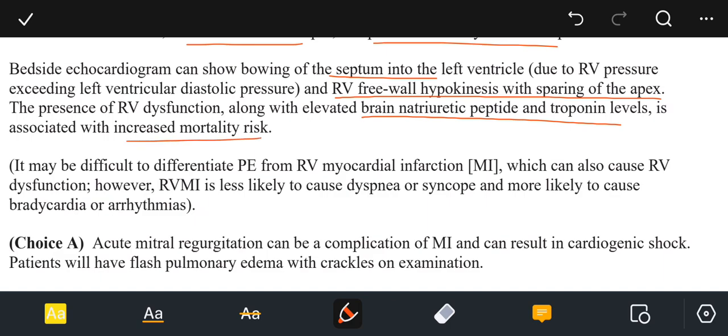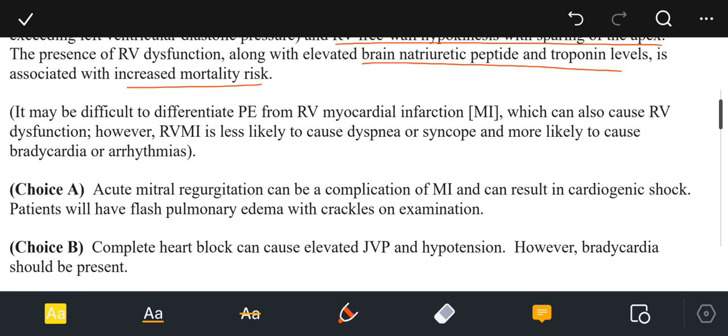increased mortality risk. It may be difficult to differentiate pulmonary embolism from right ventricular myocardial infarction, which can also cause right ventricular dysfunction. However, right ventricular myocardial infarction is less likely to cause dyspnea or syncope and more likely to cause bradycardia or arrhythmias.